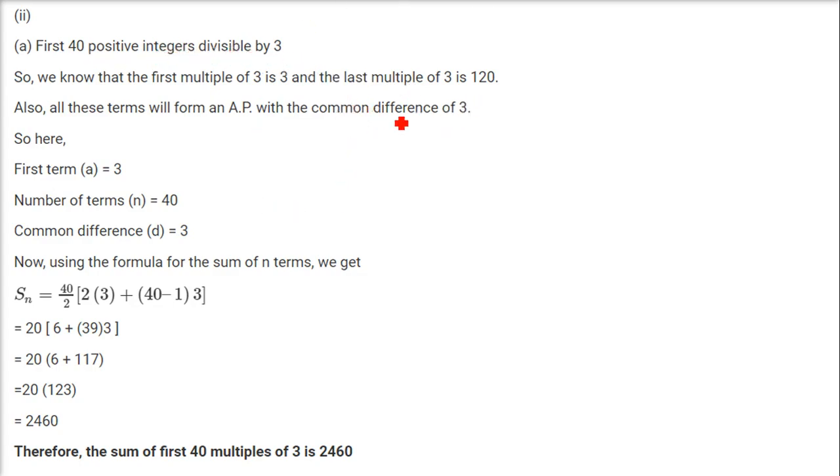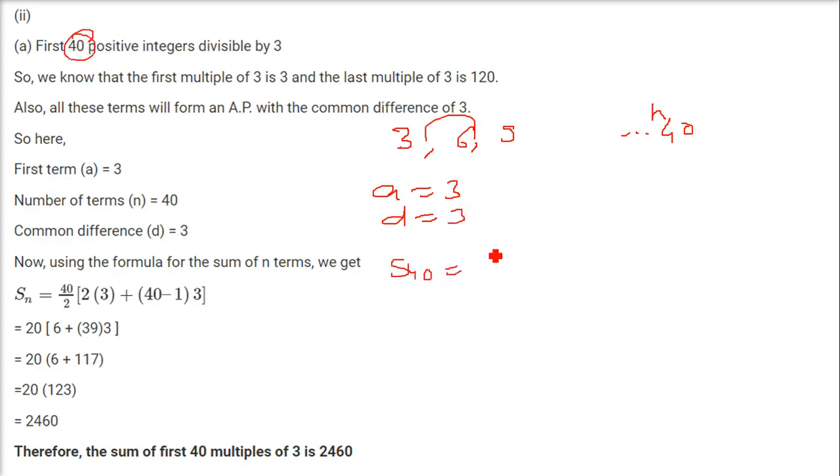40 positive integers divisible by 3. So we start with 3, then 6, then 9. So go up to 40 numbers, which means n equal to 40. 40 is not in this series. So a is 3 and d is what? D is also 3. And we have to find out for 40. So S40 we have to find out.